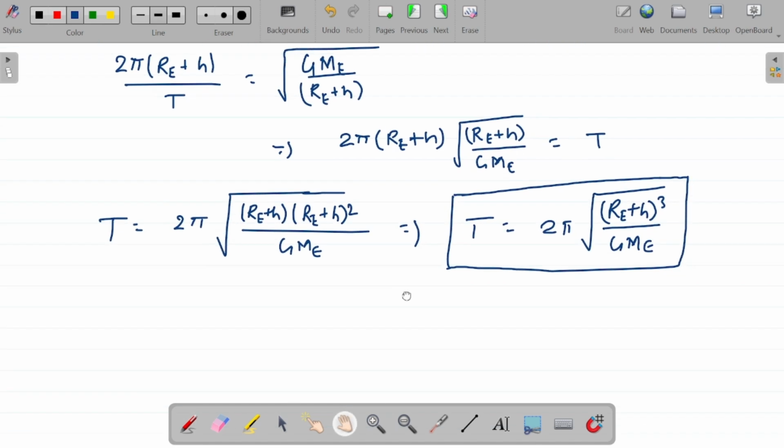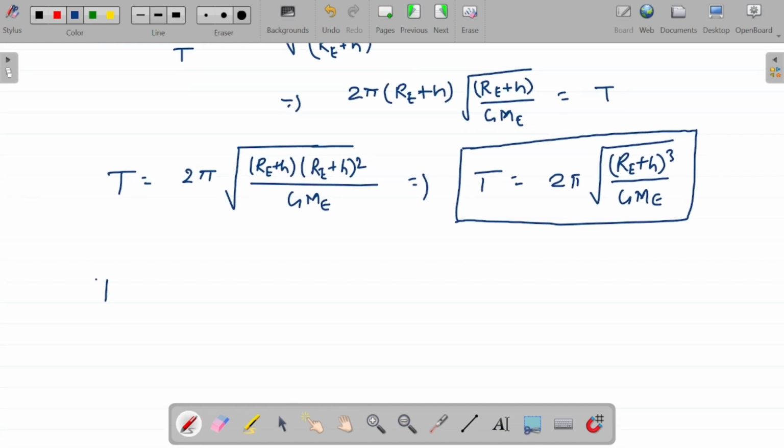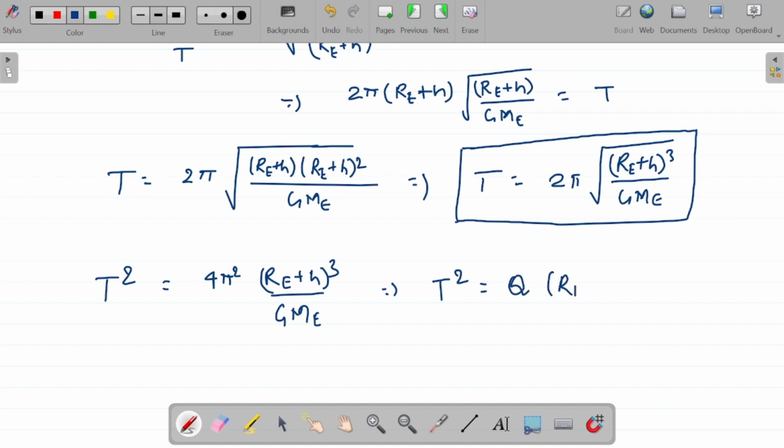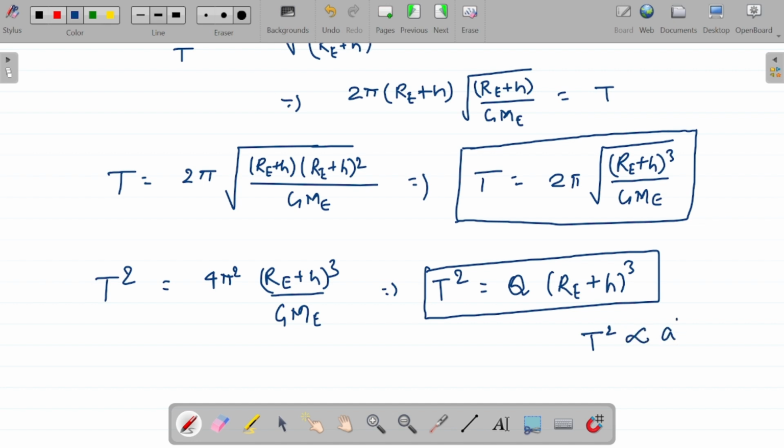How can we say this? If we take the square of both sides, here we will have 4 pi square and then (Re plus h) cube. Now you will be convinced. Time period square equals this, where here it is the radius of the circular orbit. In the elliptical case, it was the semi-major axis. So here we will have G Me. So you can write here T square equals some constant times (Re plus h) cube. Now you will have the idea about this. Again, it is coming out the same.